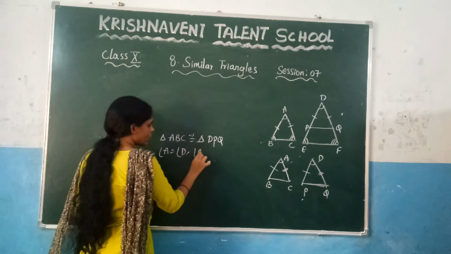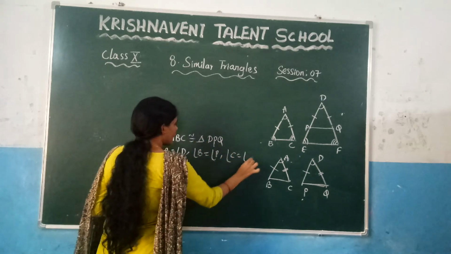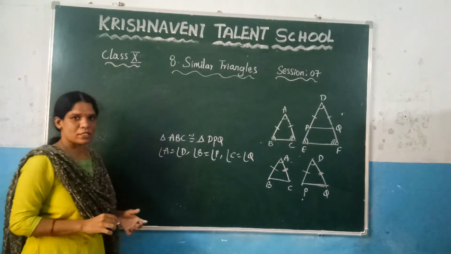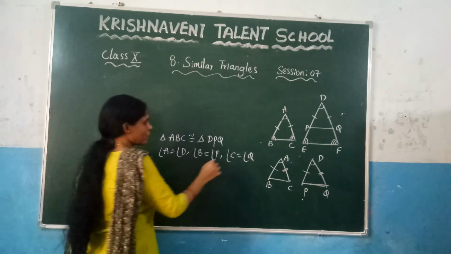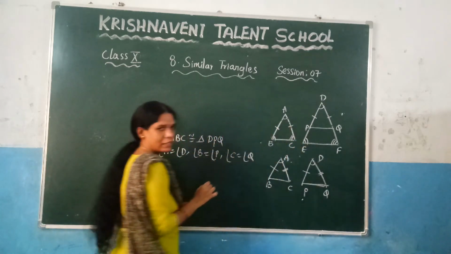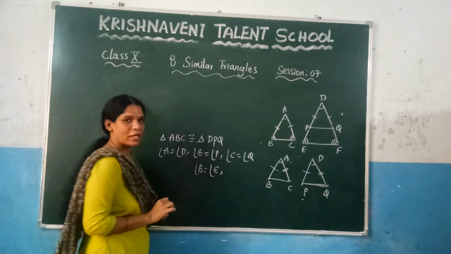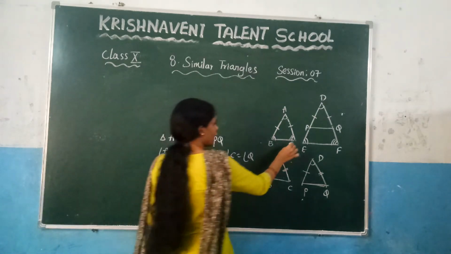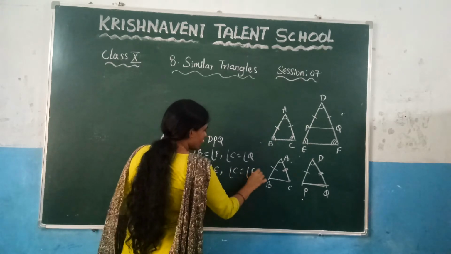angle B is equal to angle P, and after that angle C is equal to angle Q. You got this condition now. Now here in the question itself, what have they given? They have given that angle B is equal to angle E, right? So write it here. Angle B is equal to angle E, and similarly what have they given? Angle C is equal to angle F.